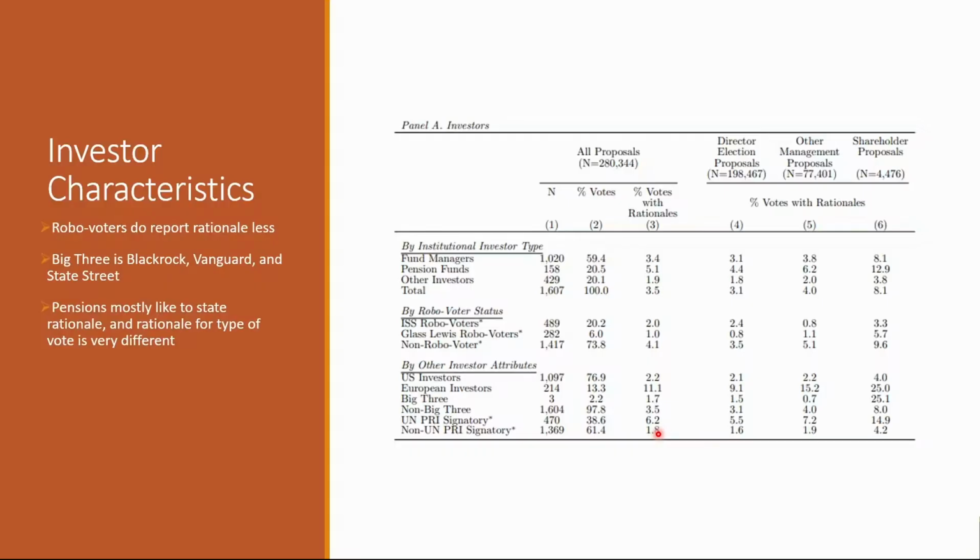You self-select into it. They also looked at the big three. So big three just means BlackRock, Vanguard, and State Street. Those are the three biggest asset managers. They have tons of mutual funds, and they have tons of assets under management compared to everyone else. They seem to vote less often than the smaller institutional investors.